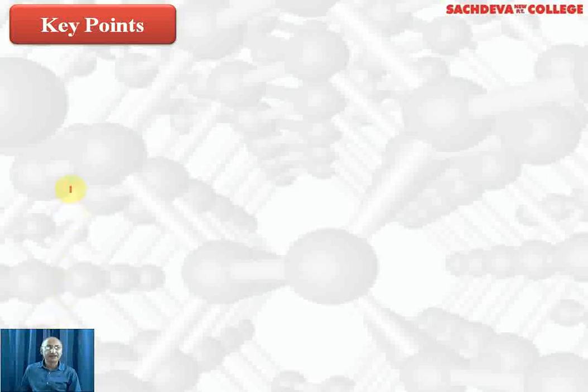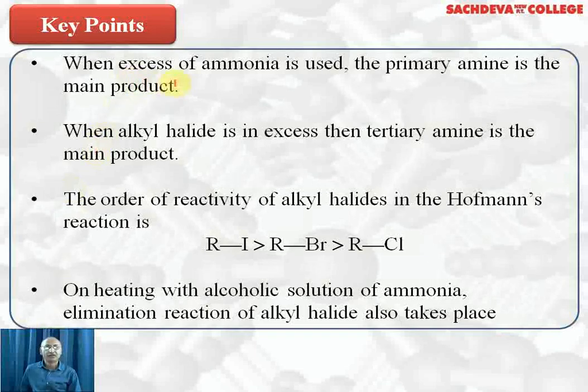Let's take up important points in the preparation. When excess of ammonia is used, the primary amine is formed as the major product. When alkyl halide is in excess, then tertiary amine is the main product.